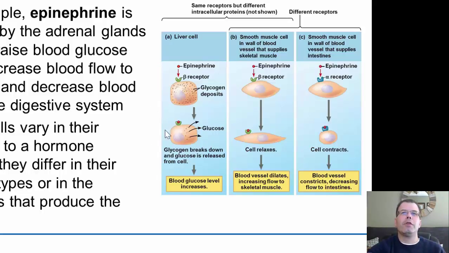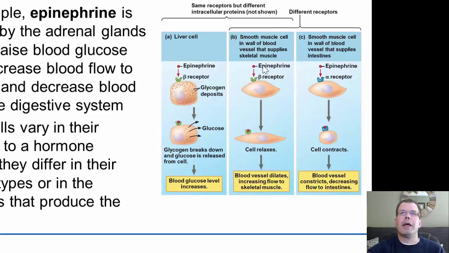The first thing that it does is it causes glucose to be released from the cells. Essentially, it binds to this beta receptor on the liver cell, and that causes glycogen to release glucose, so it increases the glucose level so your muscles can respond right away. And so that's number one.